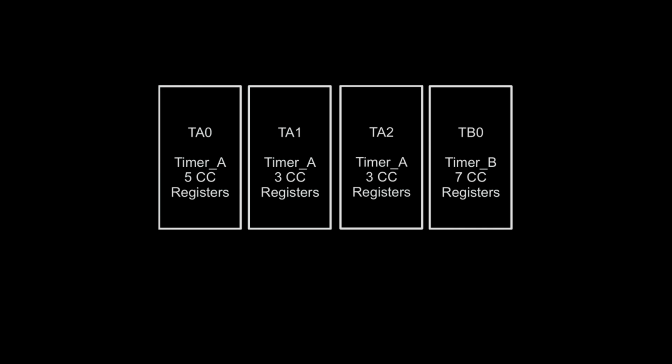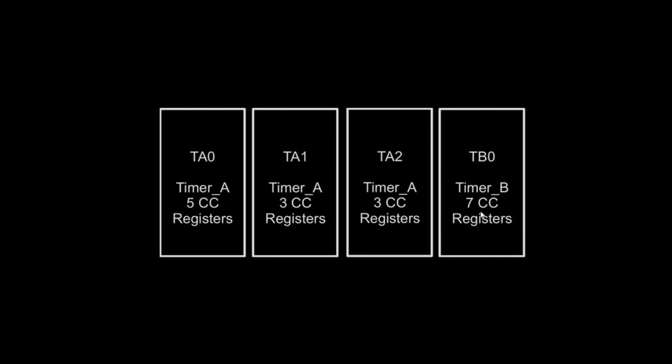But in the microcontroller, there are a limited number of timers. In the case of the microcontroller that I use here, I have only 4 timers in the system: a timer A0 that has 5 channels, the timers A1 and A2 that both have 3 channels, and a timer B0 that has 7 channels. It's a very limited number of timers, and sometimes we need more timers than that.